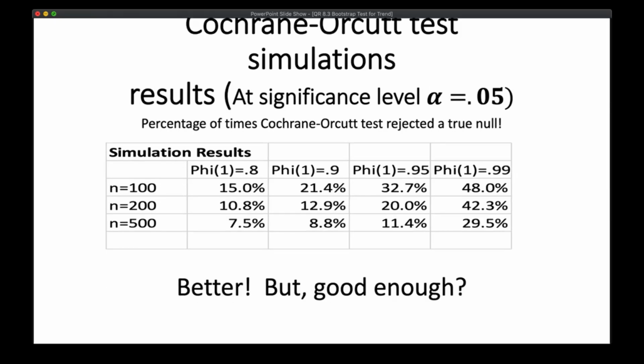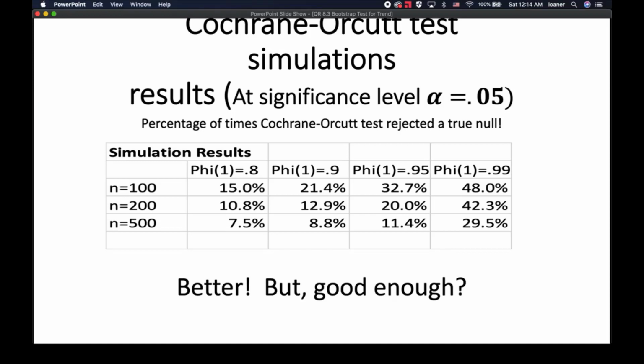And the Cochrane-Orcutt test was a very popular test that was developed by these two researchers. And it is an improvement. There's no doubt about that. So we ran simulations under the same setting. We've got that same AR1 model with those same phi values and checking it at n equals 100, 200, and 500. Let's take a look really quickly.